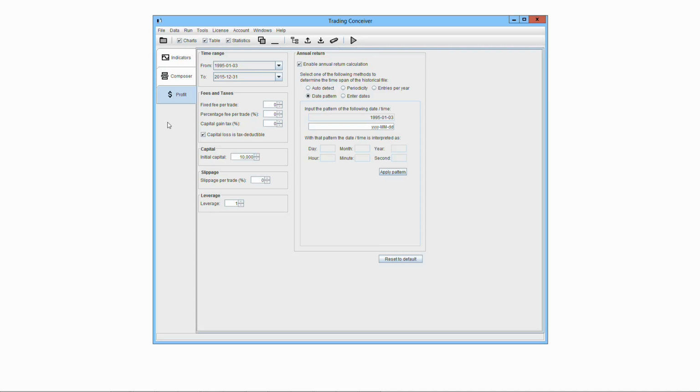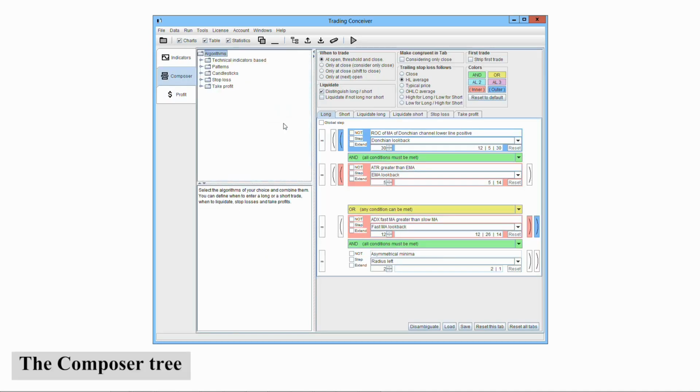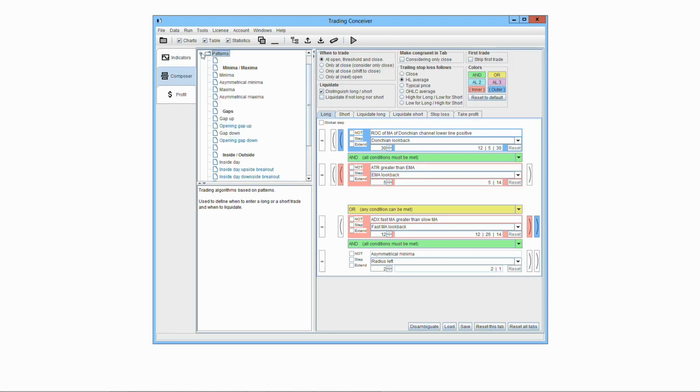In the main window of Trading Conceiver, select the tab Composer. The list of implemented algorithms is presented in a tree-like structure. To expand or collapse a branch, either double-click on it or click on its handle.